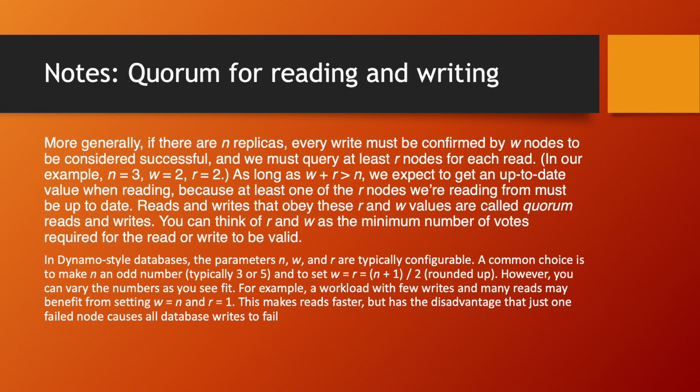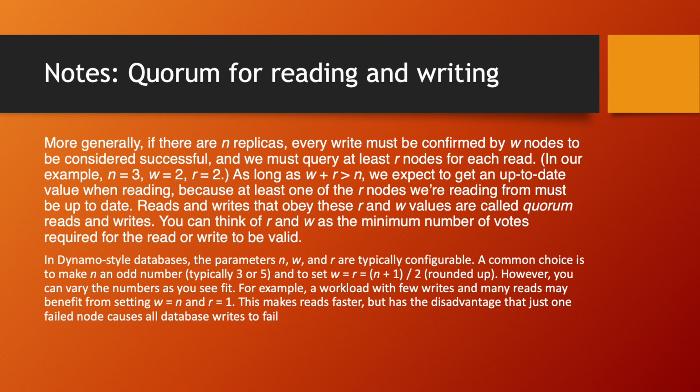More generally, if there are n replicas, every write must be confirmed by W nodes to be considered successful, and we must query at least R nodes for each read. In the example we have seen so far, n was equal to 3, W was 2, and R was equal to 2. So as long as the condition W plus R greater than n applies, we expect to get an up-to-date value when reading, because at least one of the R nodes we are reading from must be up to date. Reads and writes that obey these R and W values are called quorum reads and writes. You can think of R and W as the minimum number of votes required for the read or write to be valid.